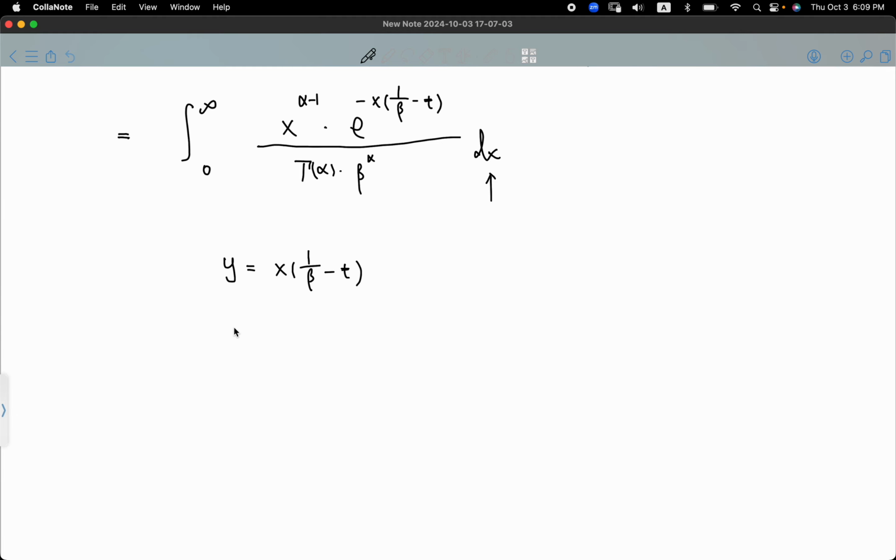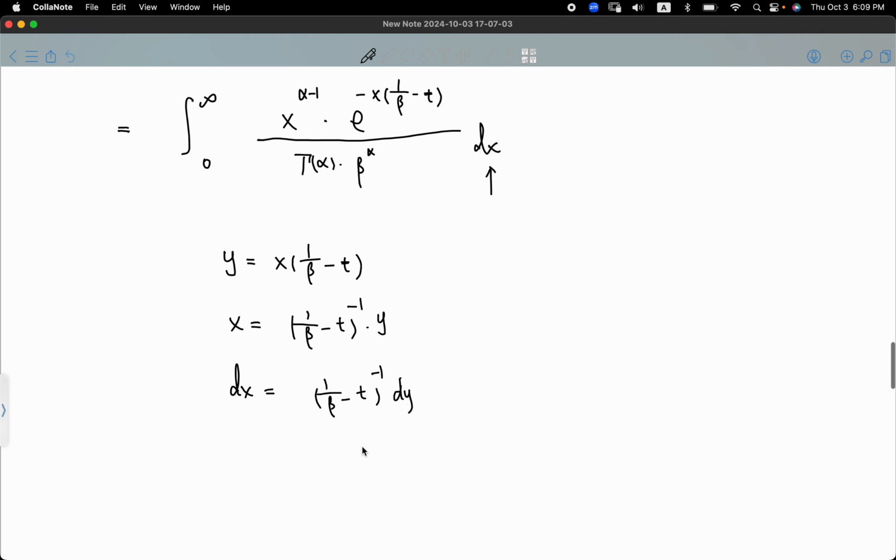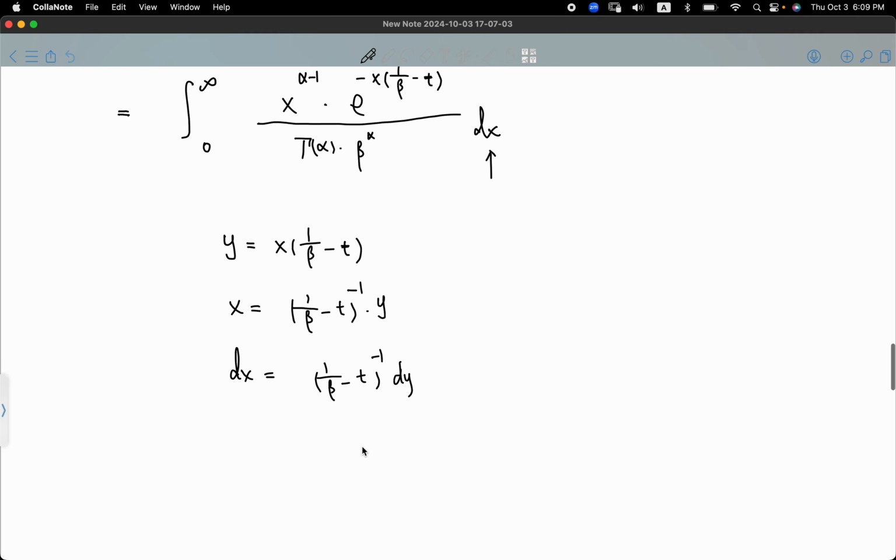So now let's write x in terms of y. So 1 over beta minus t, let's take the inverse here, multiply by y. So that dx is equal to 1 over beta minus t inverse dy. Okay, so now we have a y by construction, and also we have an expression for dx. And all we can do is replace all the components from the original problem.